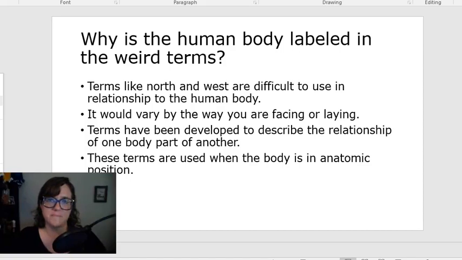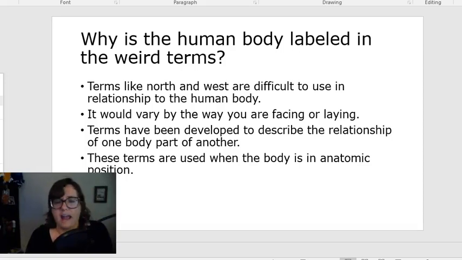The first thing we're going to talk about is why these terms exist. We can't just say north or south or east or west, because first of all, people don't always remember what those terms are, and also what if someone is laying down? What's north then? So that's why we have these. We want to make sure that no matter how a patient or a person or a cat is laying or acting, we still know what direction things are and where to do things.